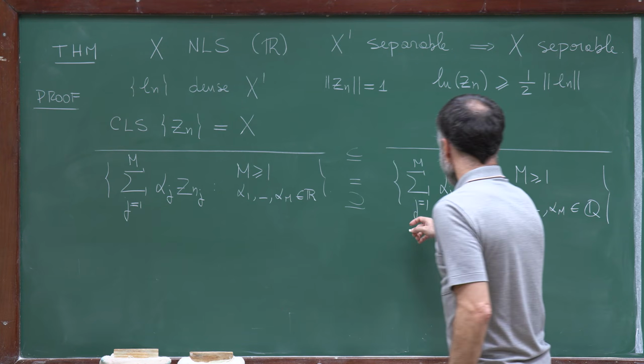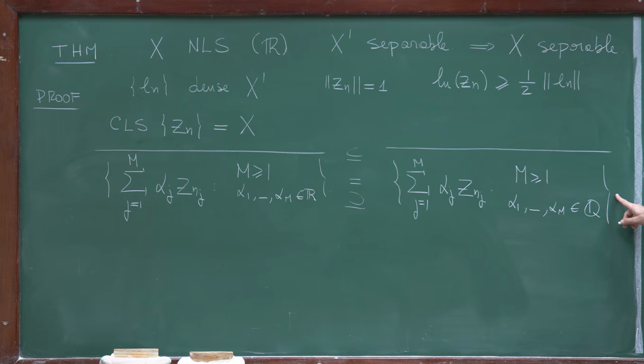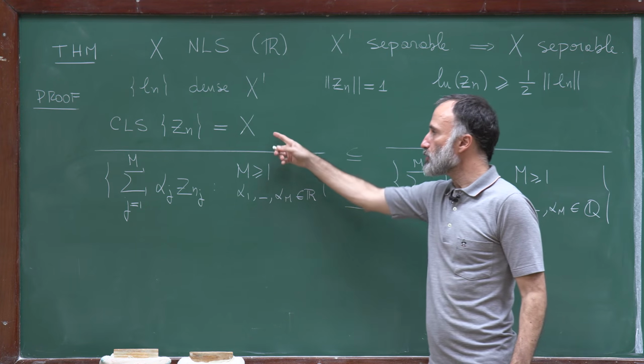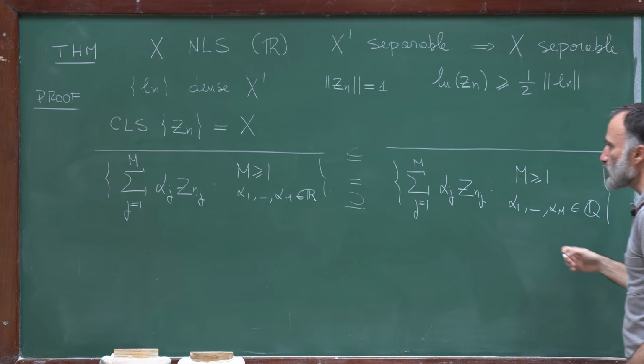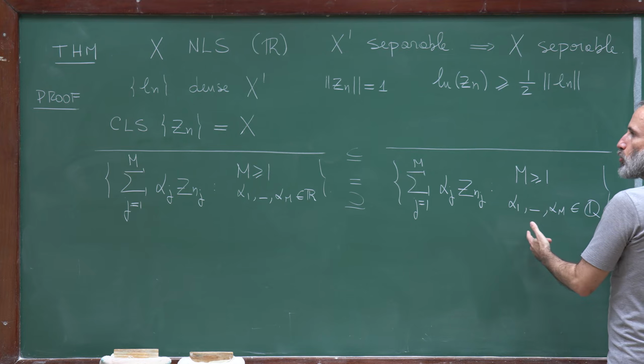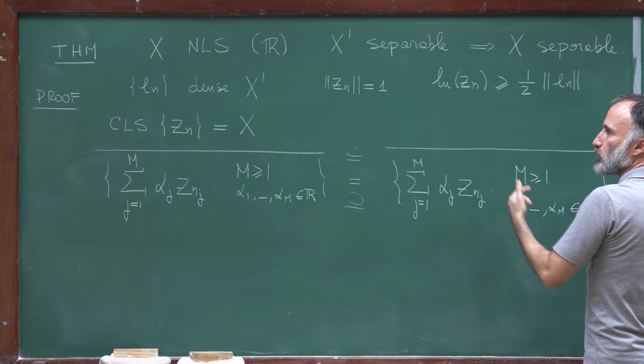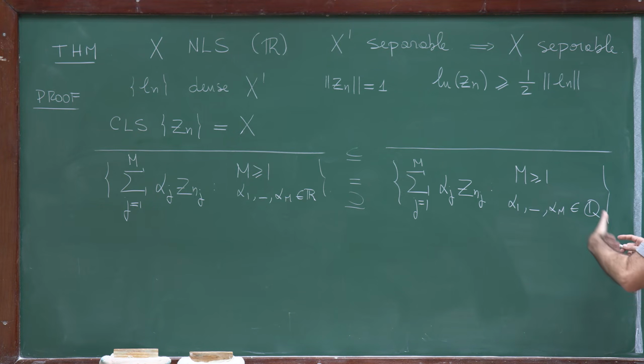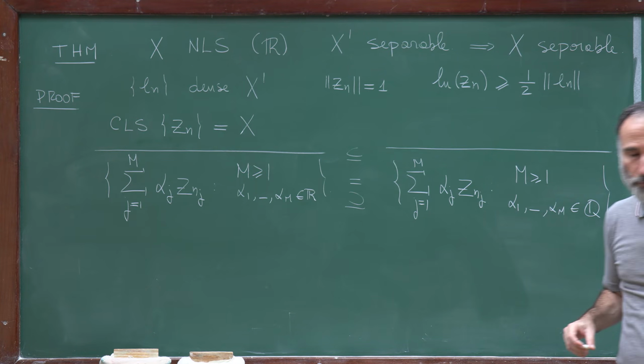Now, it's clear that this set is countable, and therefore we have that x is equal to that space. Well, we obtained a countable space whose closure is equal to x, which means a countable space which is dense in x, and that completes the proof of the theorem.